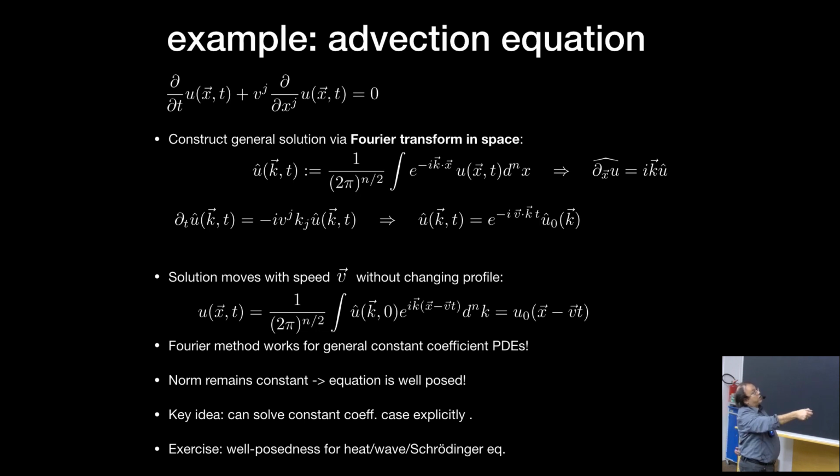So this Fourier method works for general constant coefficient PDEs. If the coefficients depend also on x, then things become more complicated. Here we can evaluate the norm now, and obviously the norm is the same as the initial norm, so obviously the equation is well posed. This is the big idea which I've stressed, that you can solve constant coefficient equations explicitly. You don't have to carry this out, but in principle you could use the same method to check well-posedness for any other linear constant coefficient equation, with exactly the same methods.